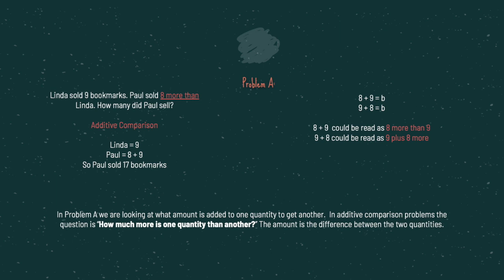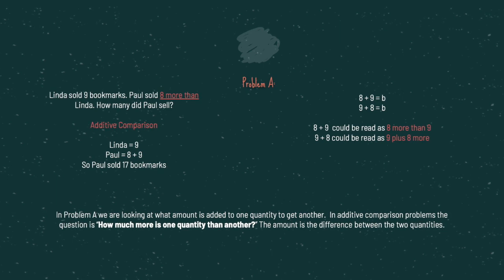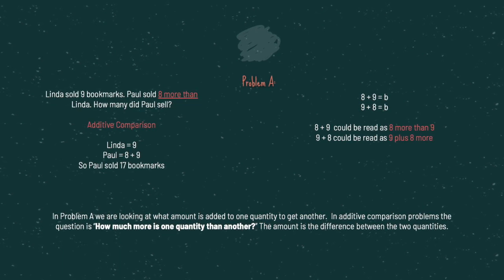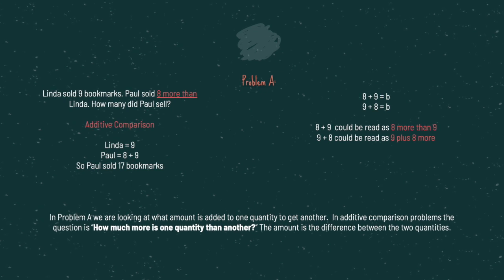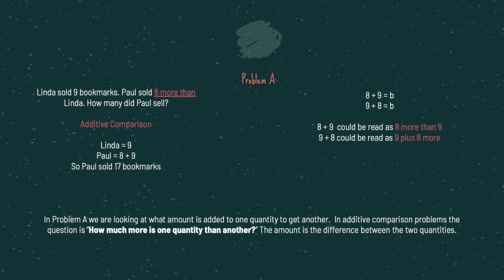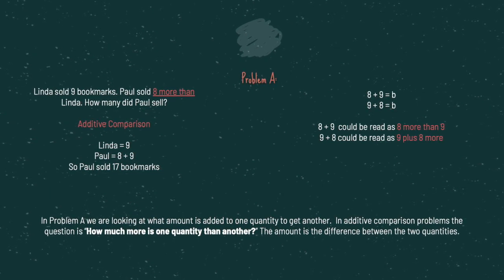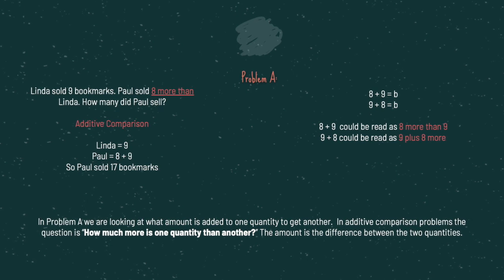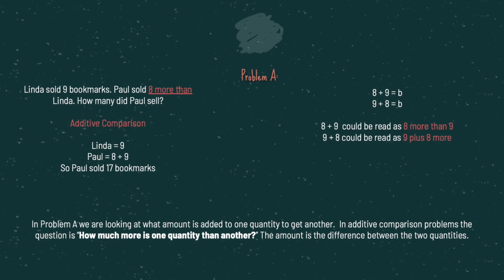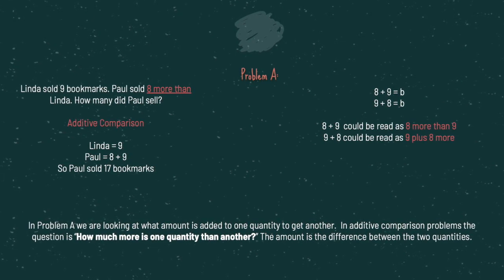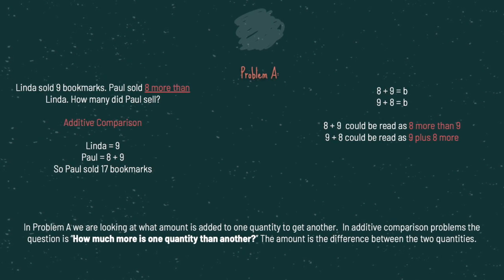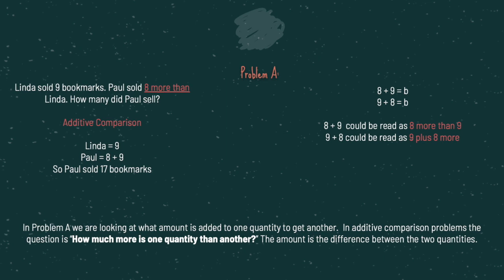There are different ways to write the equation to show how the quantities in each problem are related. Think about problem A. We might write 8 plus 9 equals B, or we could write 9 plus 8 equals B. Both ways are correct. 8 plus 9 could be read as 8 more than 9, and 9 plus 8 could be read as 9 plus 8 more. Both interpretations fit the problem.